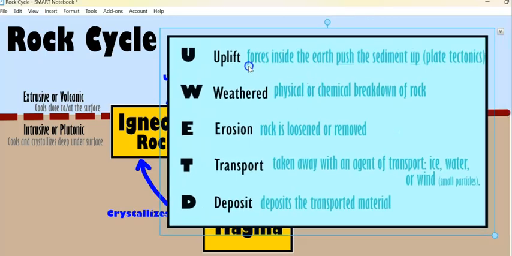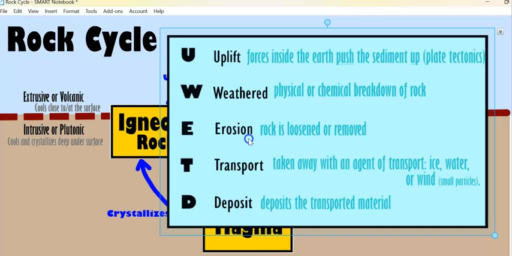So uplift, just to give you a little more information, is when forces inside the earth push that sediment up. So this is really plate tectonics bringing those rocks, or the rock material, to the surface. And then it gets weathered, either by physical or chemical breakdown of the rock, and so there's lots of things going on here for the UWETD. Erosion also. What does erosion do?